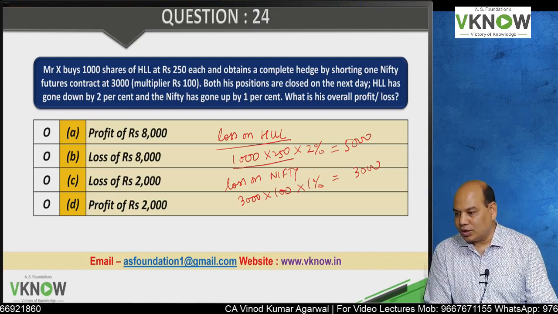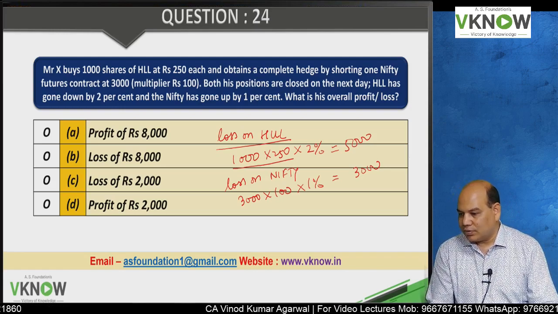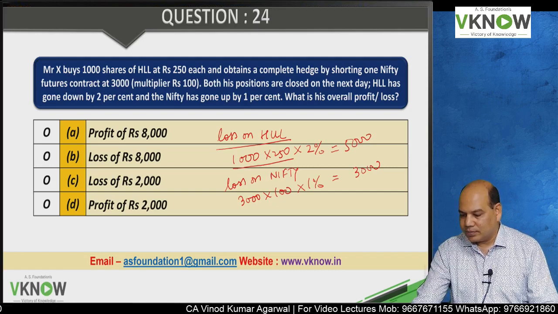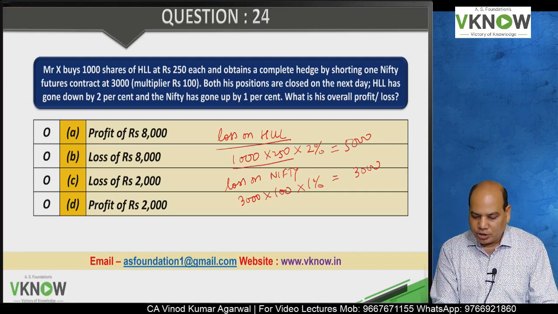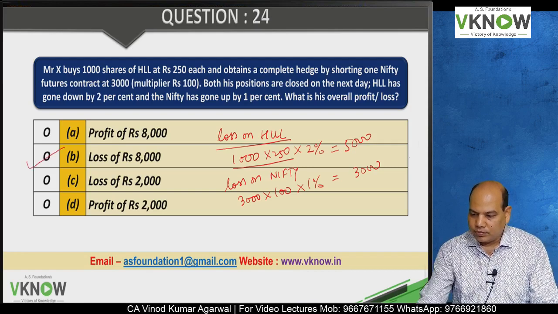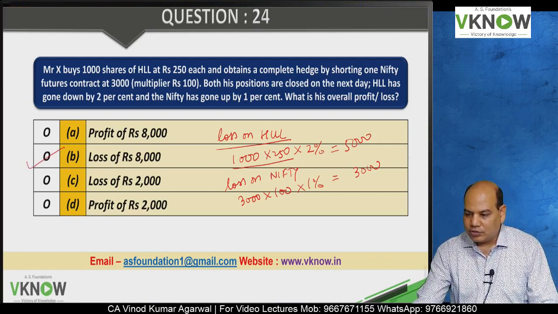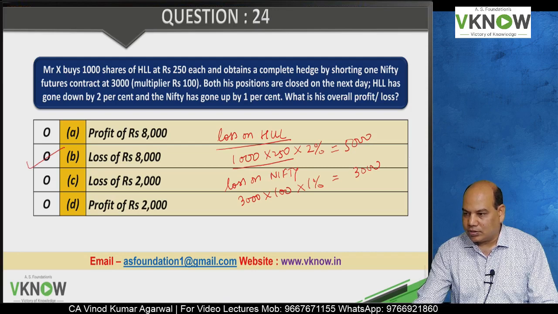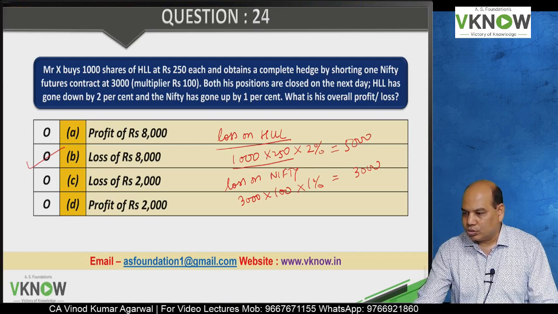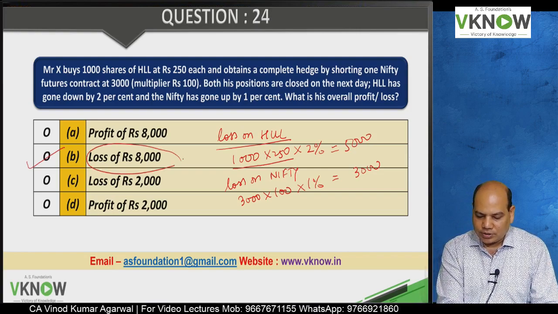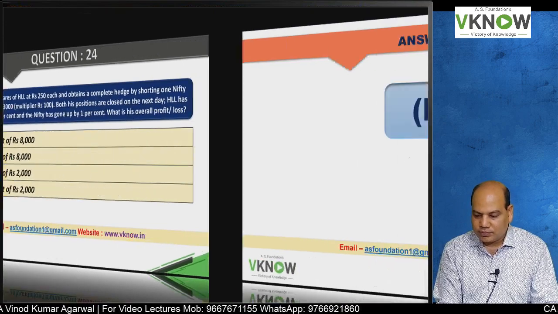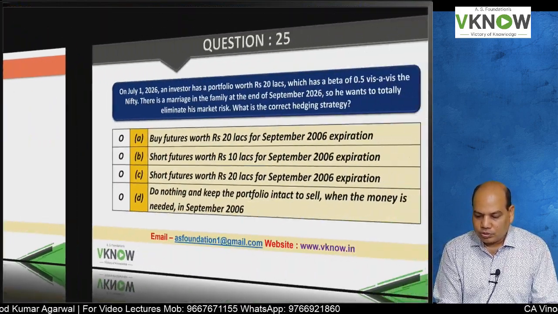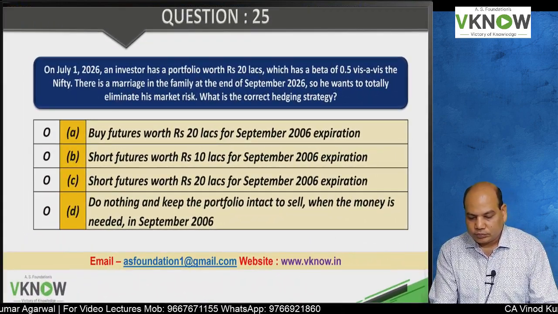So which is the right answer? Which option would you tick mark, option A or option B? Option B you will tick mark. Total loss 8000, tick mark. This is the calculation for that. 24, B is right. Okay, now come to question 25.